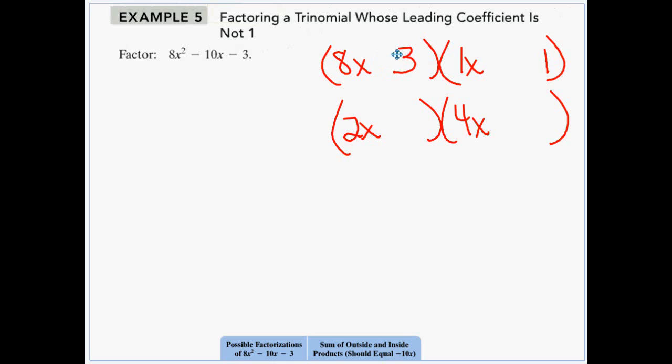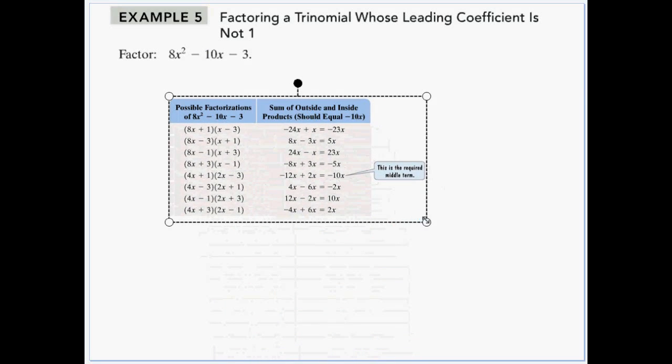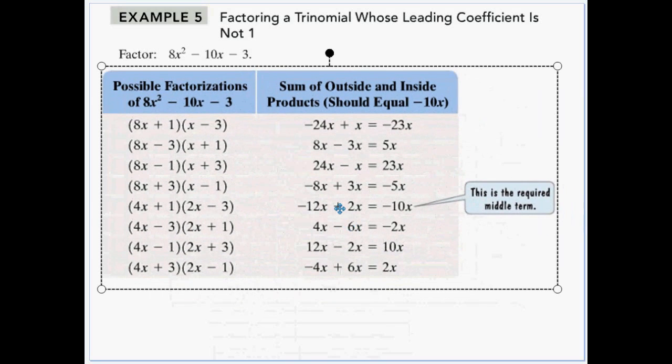And then we'll have a plus and a minus sign there, and we'll have to just FOIL out and see if we can figure out what's going on. Here are all the possibilities that we could guess and check with. Notice down here we have an 8x plus 1, then 8x minus 3, 8x minus 1, 8x minus 3. So all the signs and the numbers are flipping around, and as we FOIL them out, we get different middle terms. And then we will settle on this one, but we'll show you a different way to get there.